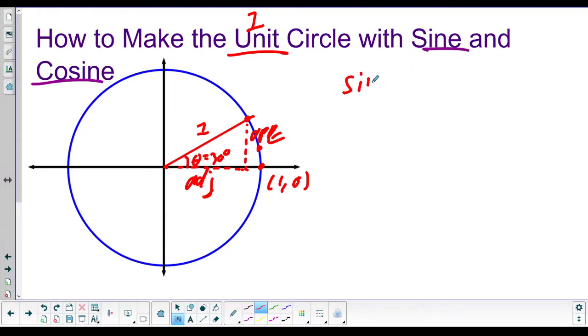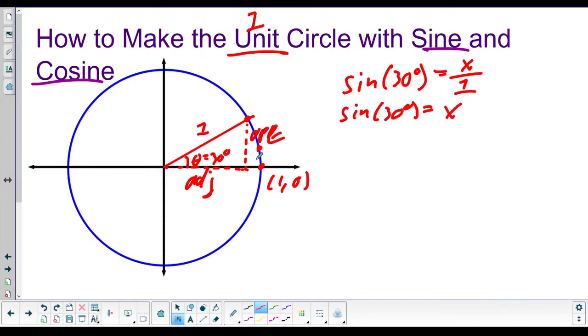So we have sine of 30 degrees. Sine is opposite over hypotenuse. So the opposite we don't know. The hypotenuse is 1 though. Normally to solve for x, we'd have to multiply by the denominator to get rid of it. But dividing by 1 doesn't do anything. So sine of 30 degrees equals x. I messed up. Let's back up. Let's maybe not make it x. Let's make it y.